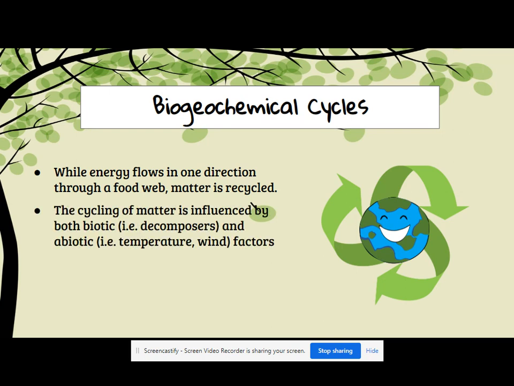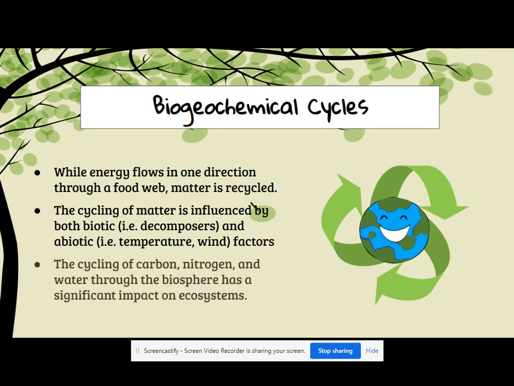The cycling of matter is influenced by things that are alive, especially the decomposers, and things that aren't alive, like temperature and wind. Carbon, nitrogen, and water are the biggest drivers of everything in ecological systems. We may not think about nitrogen very much because we don't need it to live, but plants absolutely think about nitrogen. And carbon is what everything alive is made of. And I think we can all agree that water is pretty important. So we're just going to look at two of these cycles today.